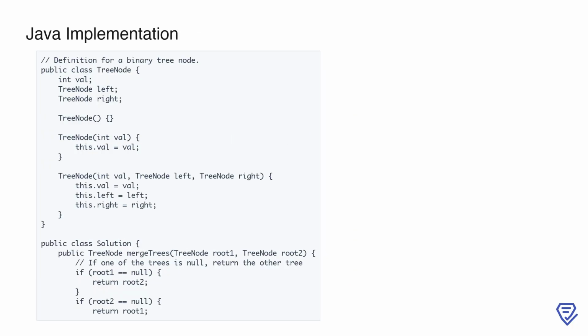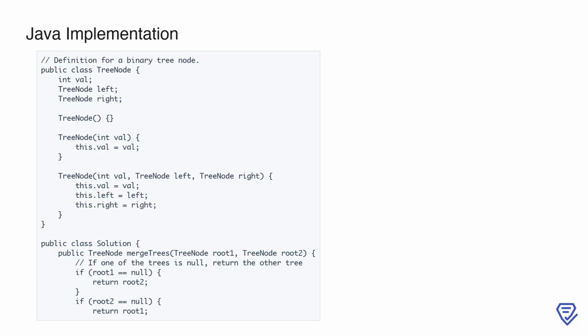Here, we begin by defining the structure of a binary tree node using the TreeNode class. Each node has an integer value, a reference to a left child, and a reference to a right child. There are three constructors provided: a default constructor for creating an empty node, a constructor that initializes the node with a value, and another that initializes the node with a value as well as left and right child nodes. This flexibility allows us to create nodes and trees in different configurations.